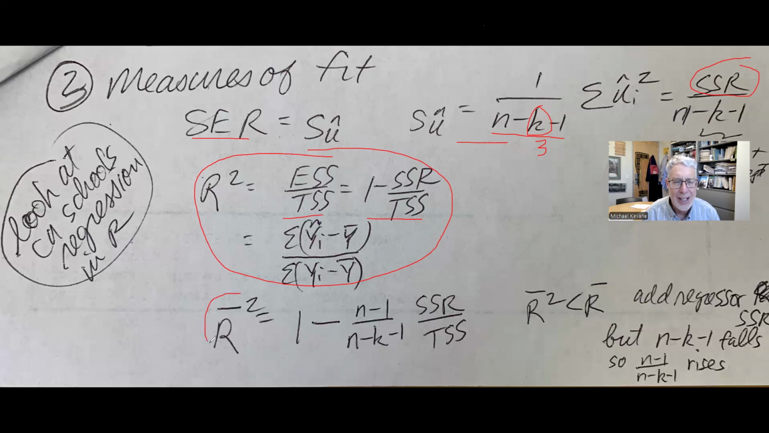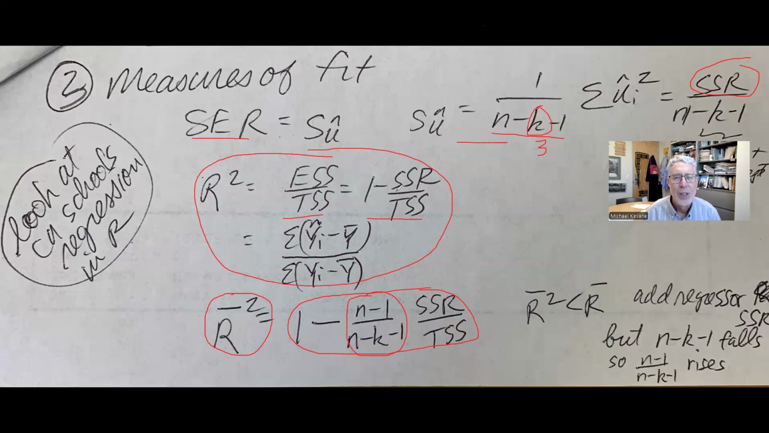Now we'll have something called adjusted R squared, and adjusted R squared will be this formula. Notice the difference. We're introducing this term before the sum of squared residuals and total sum of squares: n minus 1 over n minus k minus 1. So it's a small adjustment to this formula.